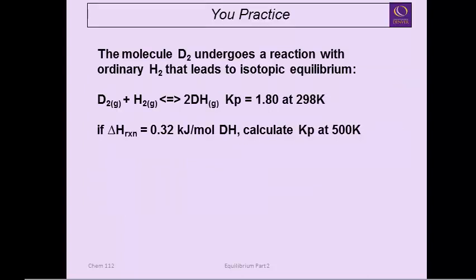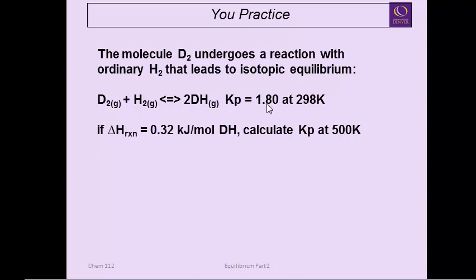And last but not least, let's do a quick practice on the Van't Hoff application. Molecule D2 undergoes a reaction with ordinary H2. So this is deuterium, which is basically deuterated H2. There's an extra neutron in there, is what that means. And so it's still hydrogen, it just has an extra neutron. But it's possible if you mix these together, you're going to get this one-to-one mix of deuterium to hydrogen in the new form. The Kp for this by pressure is actually favorable.